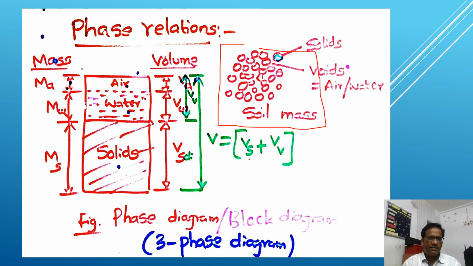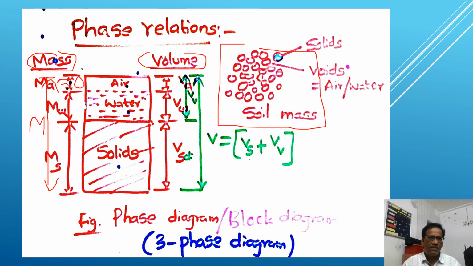Now let us see the symbols here. Here you see on one side we are showing mass, the other side we are showing volume. This is the complete mass of this soil that we are designating with capital M. Here you see the constituents: MS, mass of solids; MW, mass of water; MA, mass of air. In fact it is negligible, so I can tell you mass of air is approximately 0.